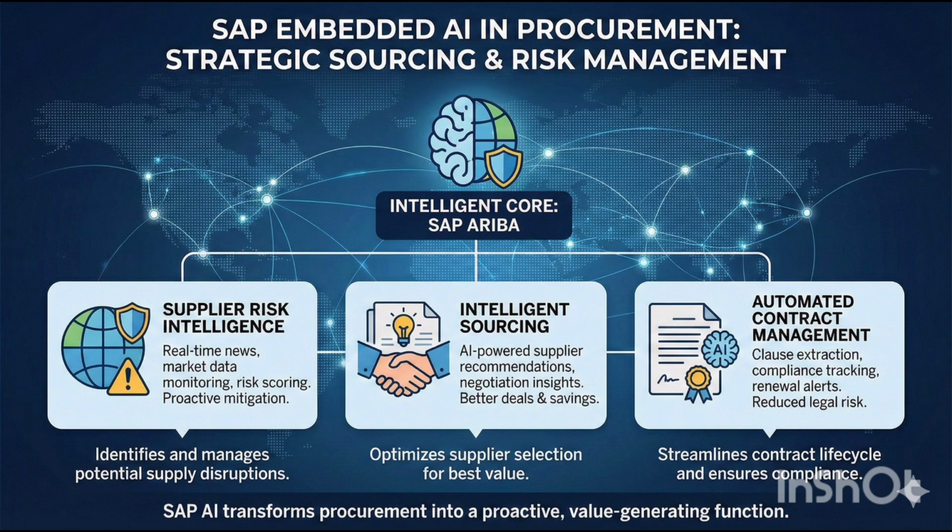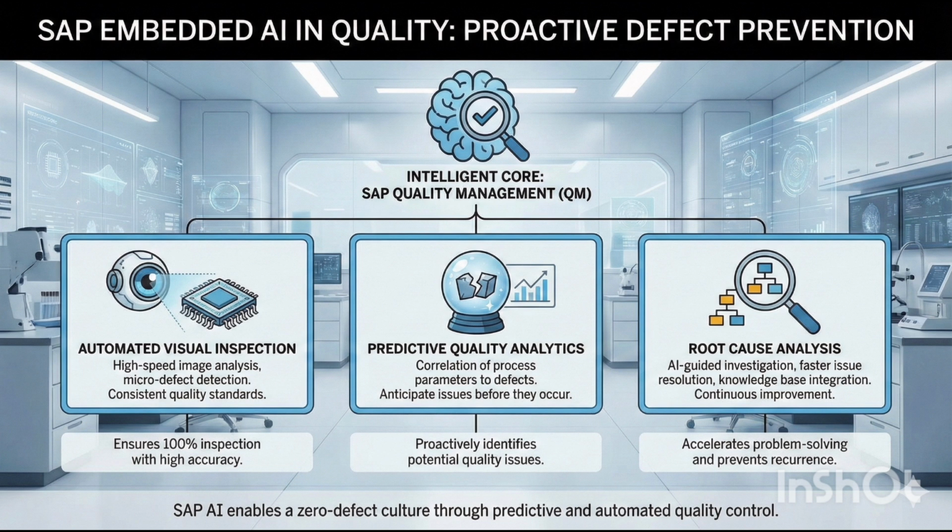Similarly, in automated contract management, it offers clause extraction, compliance tracking, renewal alerts, and reduced legal risks. So it streamlines the contract lifecycle and ensures compliance. So SAP AI transforms procurement into a proactive and value-generating function, which is the main need of the hour in this globalization and in the world where procurement is the key of every supply chain department.